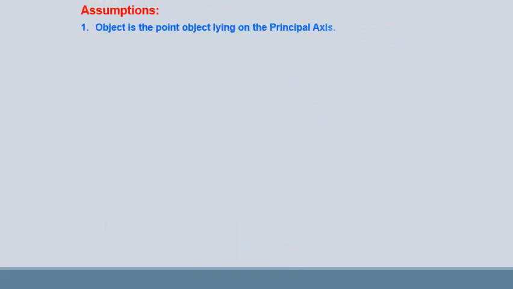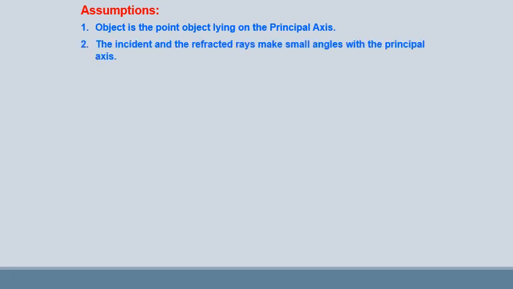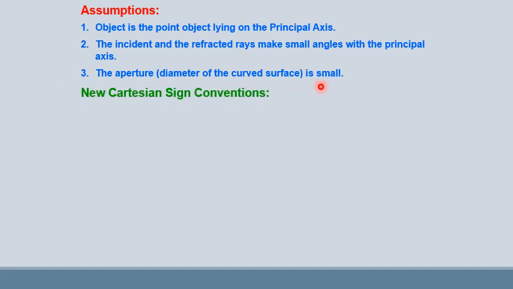Assumptions. The object is a point object lying on the principal axis. The incident and the refracted rays make small angles with the principal axis. The aperture, that is the diameter of the curved surface, is small.